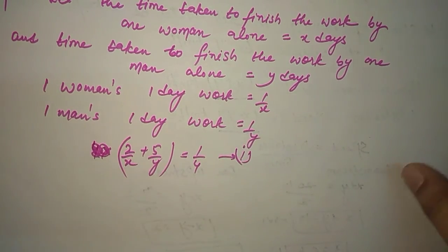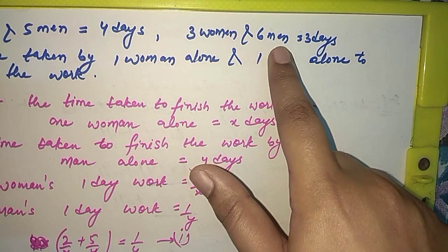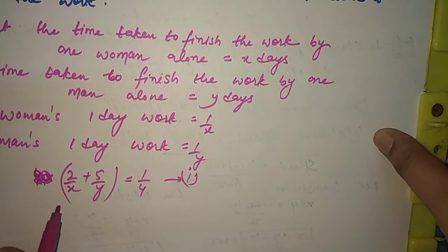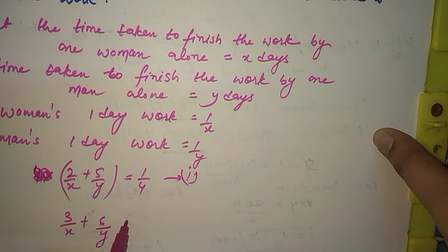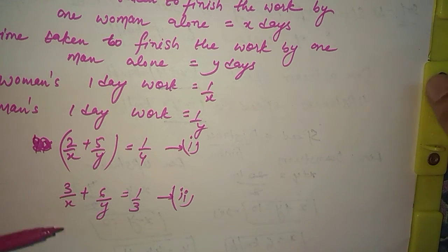Similarly, we can have another equation. For another equation we have 3 women and 6 men are given and they take 3 days. So we will write it as 3 upon X plus 6 upon Y is equals to 1 by 3. I hope I am clear to you. Clear? So next, how do we want to solve these equations?